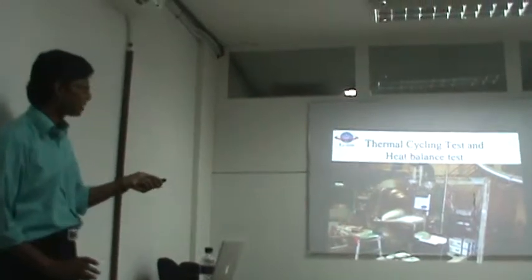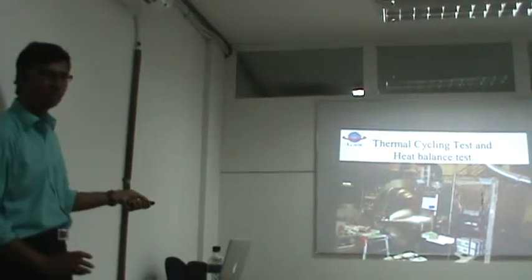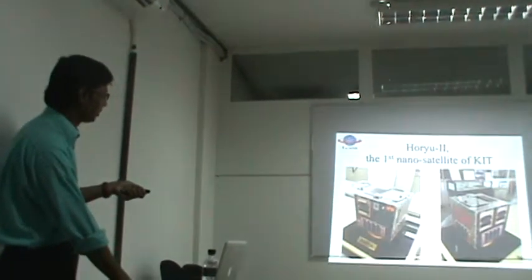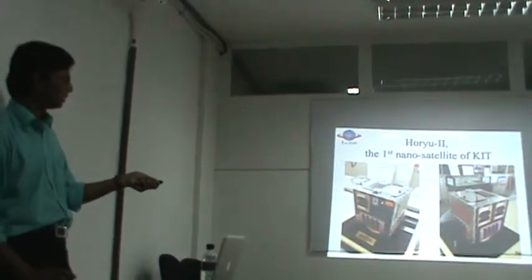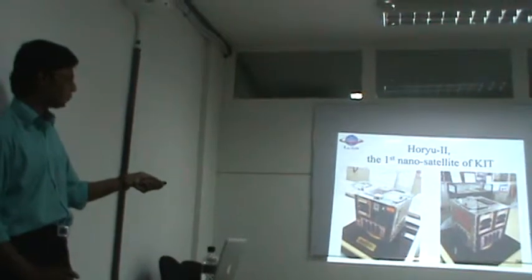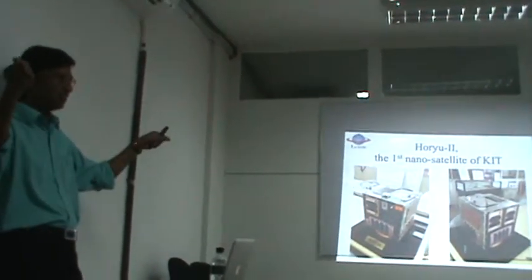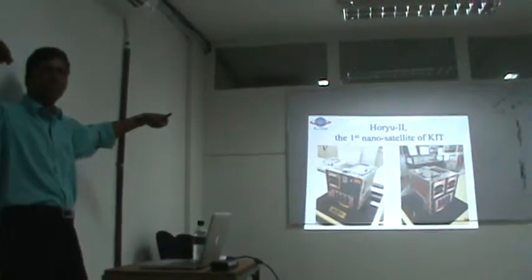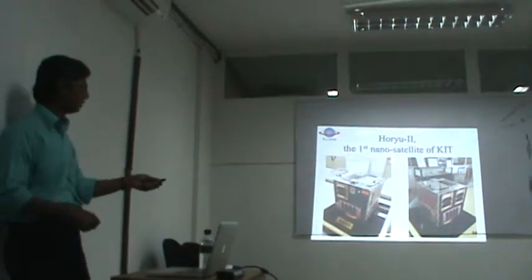This is actually the thermal cycle and heat balance test. This is a very big vacuum chamber. We can test this sort of system actually. And this is our KIT satellite for you too. This is a revolving one. And you can see there is some bending steel part. And when it is in orbit, it will start to straighten. That means that will be our antenna. And through this antenna, it will communicate to us.